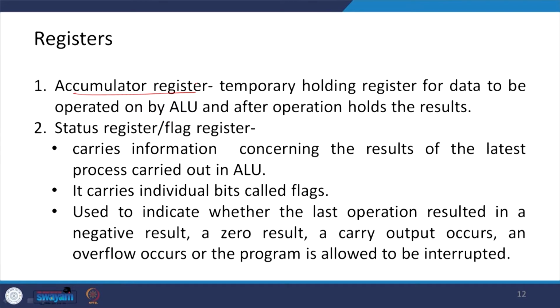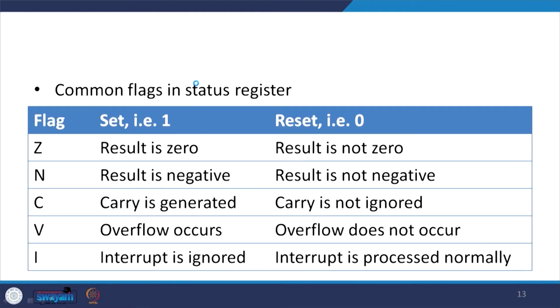As the name indicates, it carries information concerning the results of the latest process carried out in the ALU. It carries individual bits which we call flags, and it is used to indicate whether the last operation resulted in a negative result, a 0 result, or a carry output occurs, an overflow occurs, or the program is allowed to be interrupted. Okay. So, this is all the information it has.